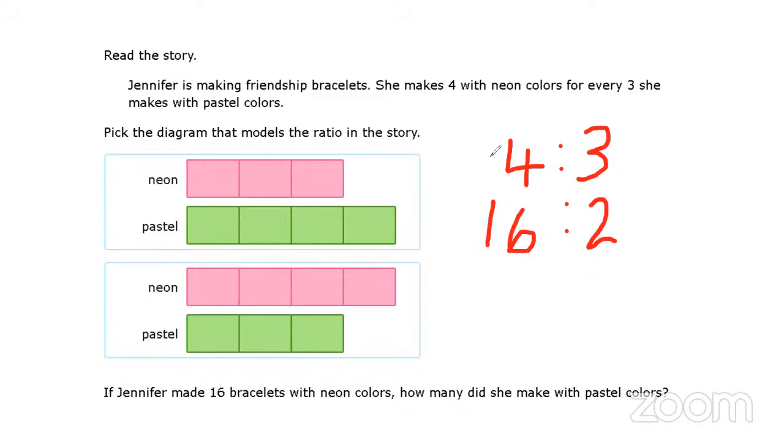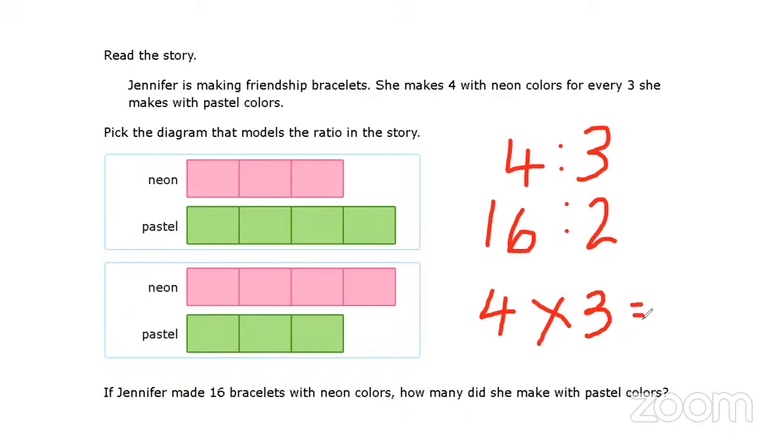If we have 4 neon to 3 pastel, it means then that in 16 we have 4 sets of this 4 neon, right? And for each of those sets, 16 divided by 4 would give us 4, and for each of these 4 neon, there are 3 pastel. And so we can multiply 4 by 3. If we multiply 4 by 3, that would give us how many pastel colors we have.